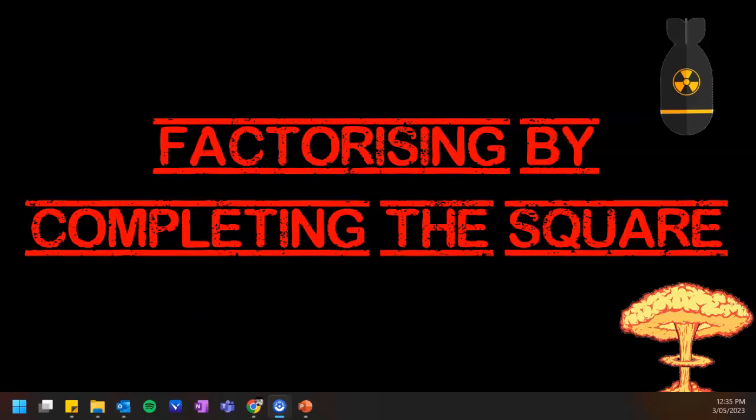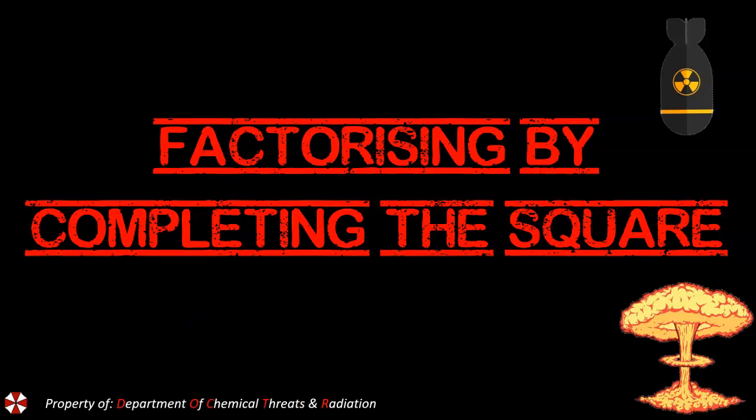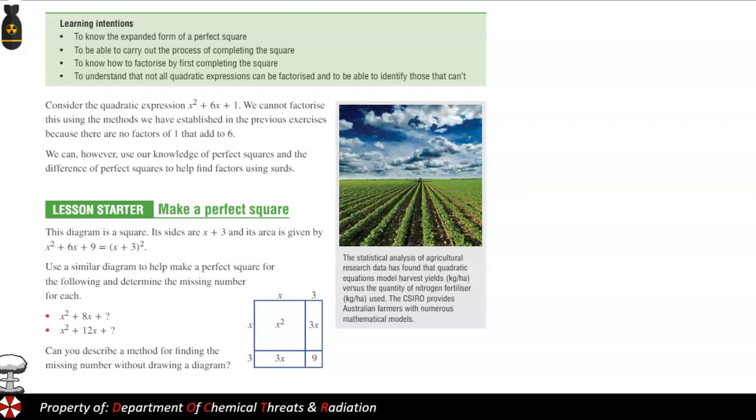In this lesson, we're looking at factorizing by completing the square. So we're adding another tool for factorizing. To start off with the lesson, we're looking at how we can make a perfect square. So if we look at this section down here, what they've done is represent this whole concept of what we're actually doing, visually or physically, and why we call it completing or making a perfect square.